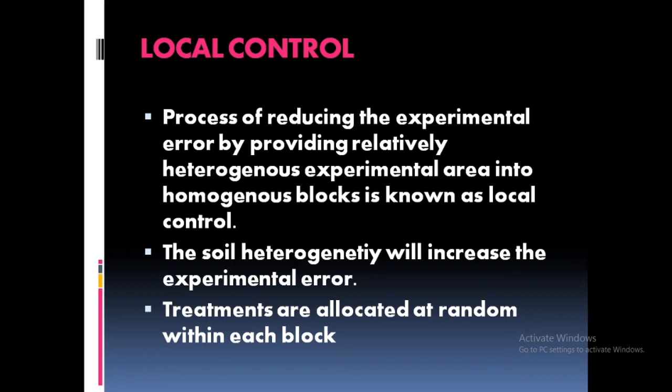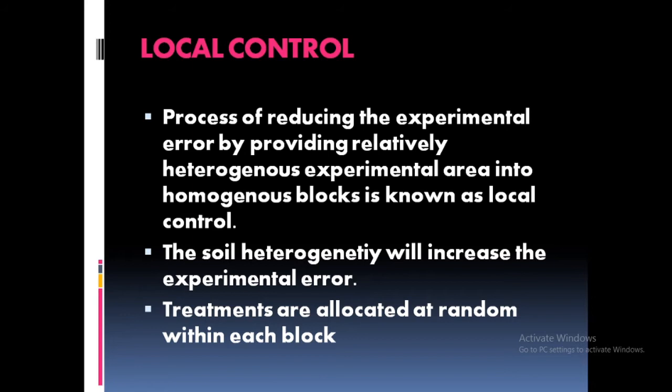Now the third important principle is local control. What do you mean by local control? It is an important principle for reducing the experimental error. A relatively heterogeneous experimental area is divided into homogeneous blocks. Heterogeneous area is divided into homogeneous blocks. That is known as local control.